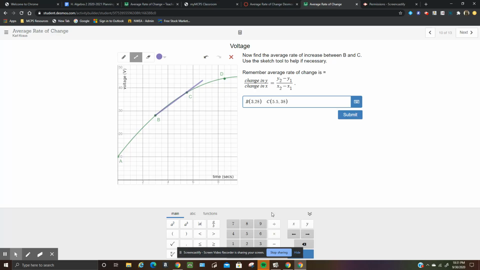So 38 minus 28 over 5.5 minus 3 equals 10 over 2.5, so 4 volts per second.